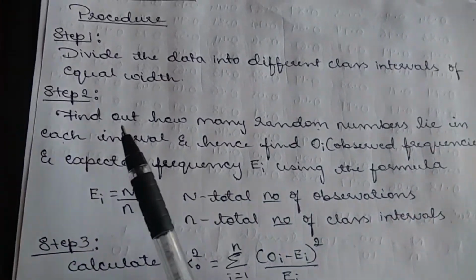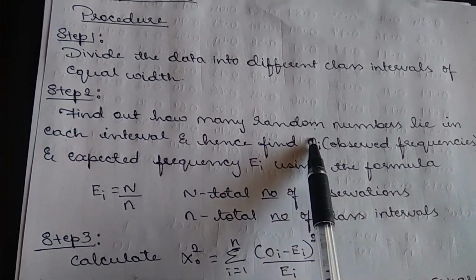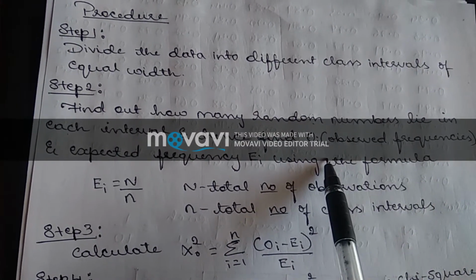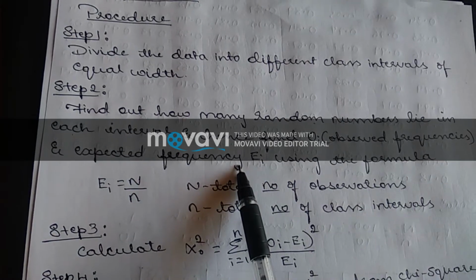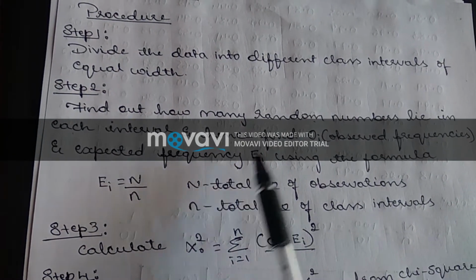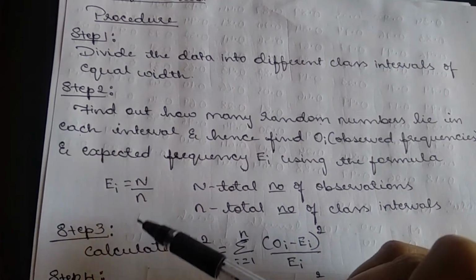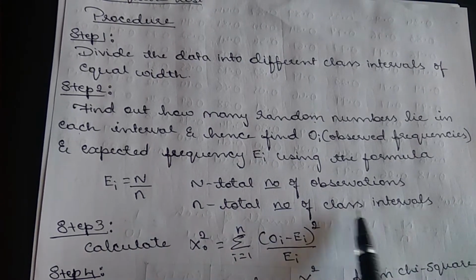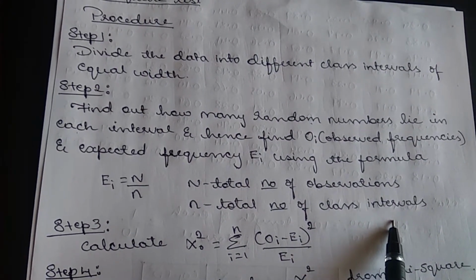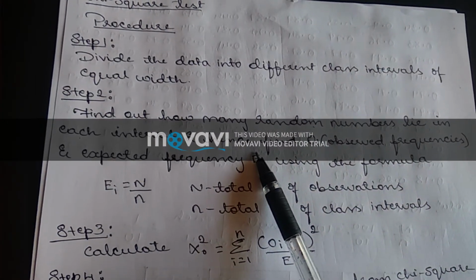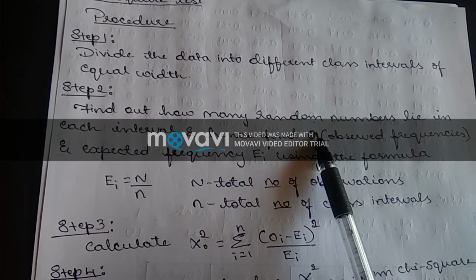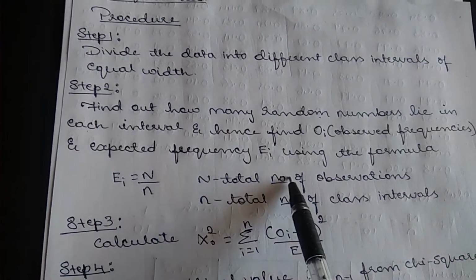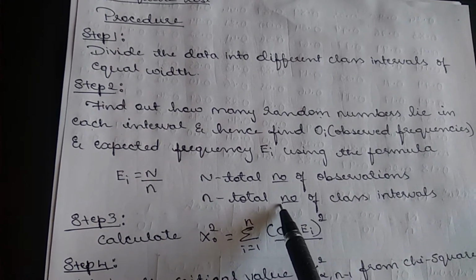Then step 2: find out how many random numbers lie in each interval, and hence find OI. Here we call OI the observed frequency and EI the expected frequency. We find EI using the formula capital N divided by small n. Capital N is the total number of observations and small n is the total number of class intervals. When we come to the problem, I'll show you how to count the random numbers, that is OI. For EI we have the standard formula, capital N divided by small n.